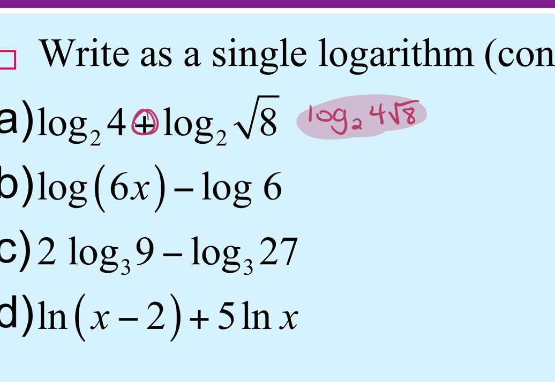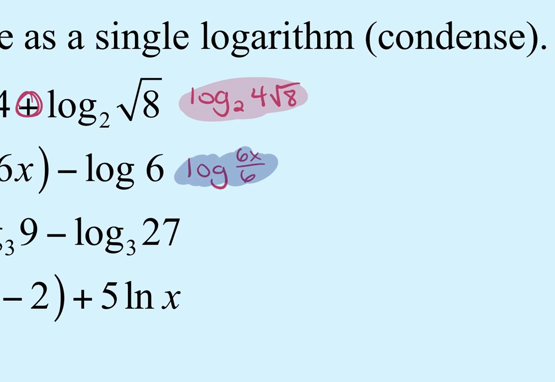Then I get log of 6x minus log of 6. The minus means division. Log of 6x over 6. Again, we're going to leave it like that for now. If it said to simplify, this would become log of x.